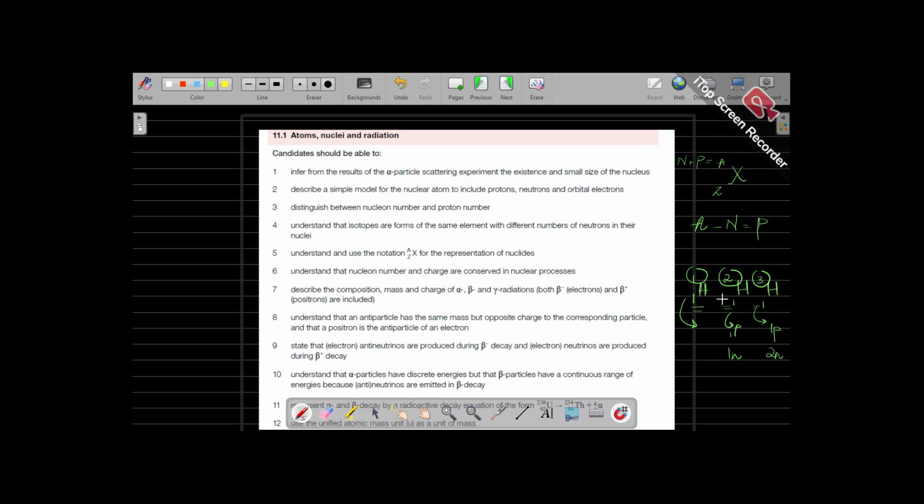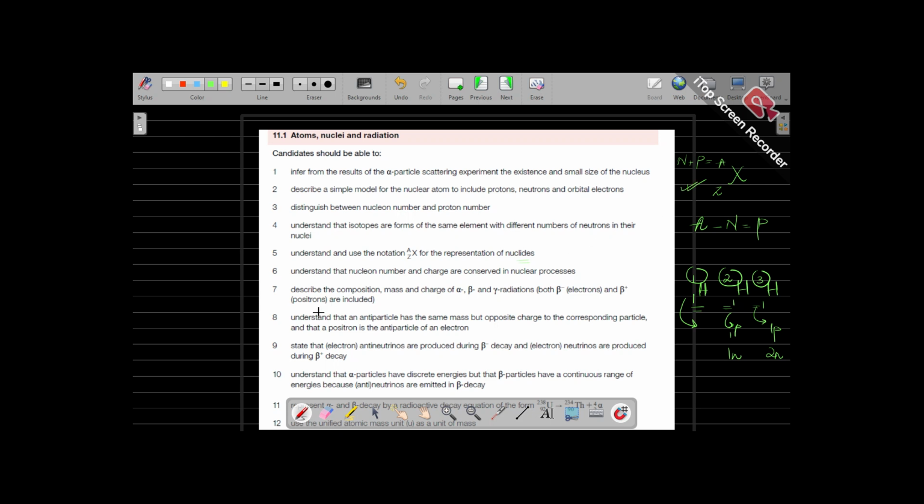So when we have to describe isotopes, or when we have to define isotopes, we say that these are the atoms of same elements having same proton number but different neutron number or different nucleon number. The next we have is understand and use the notation for the representation of nuclide. This is what we have briefly covered right here.